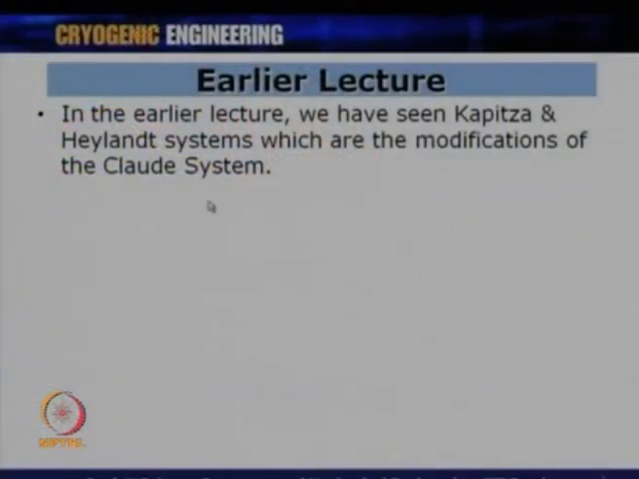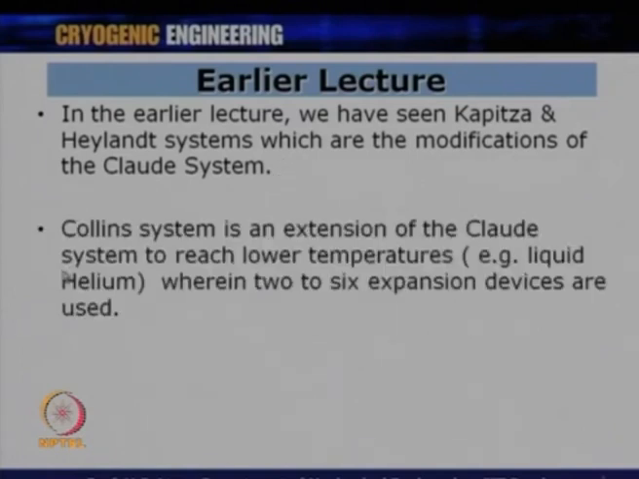So, welcome to the 17th lecture on cryogenic engineering under the NPTEL program. In the last lecture, I will just give a brief outline to see what we did. We have seen the Kapitsa and Heylandt systems, which are nothing but modifications of the Claude system. In the Claude system, we had 2 to 3 heat exchangers and 1 expander, while in Kapitsa and Heylandt, we had only 2 heat exchangers and 1 expander. Then we went to the Collins cycle, which is nothing but an extension of the Claude system to reach lower and lower temperature.